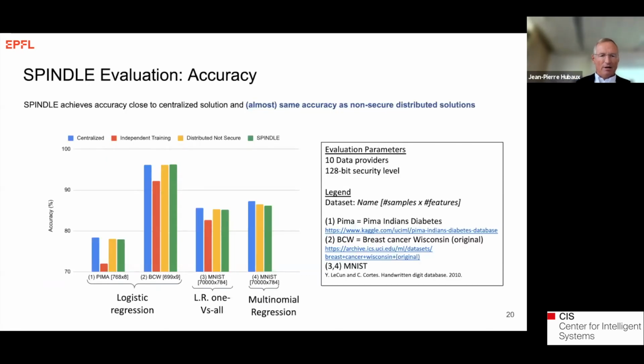Then we ran some benchmarks to check the accuracy. These benchmarks provide, for different data sets, a comparison of what is achievable in terms of accuracy for centralized operations, assuming that all the data are available in clear text in a single place; independent training, which means the training is done purely independently and then maybe an average of the outcome is computed and distributed without protection; and then Spindle, which is the green. What is crucial is to see how much we lose when we move from blue to green. As you can see, in all cases, the loss in terms of accuracy is relatively modest, which means it is possible to obtain the same level of accuracy keeping the data where they are.